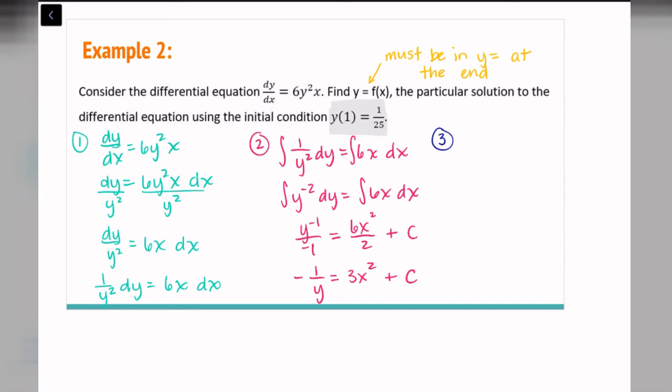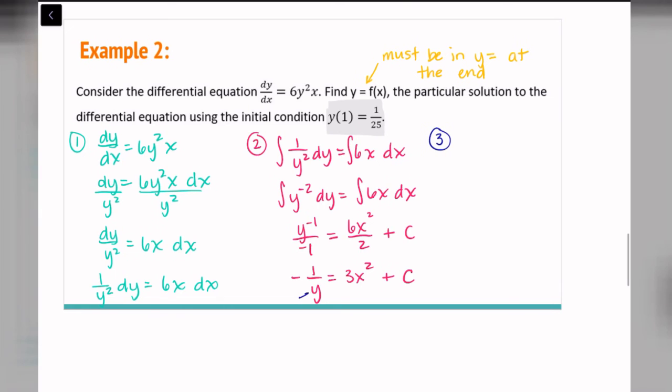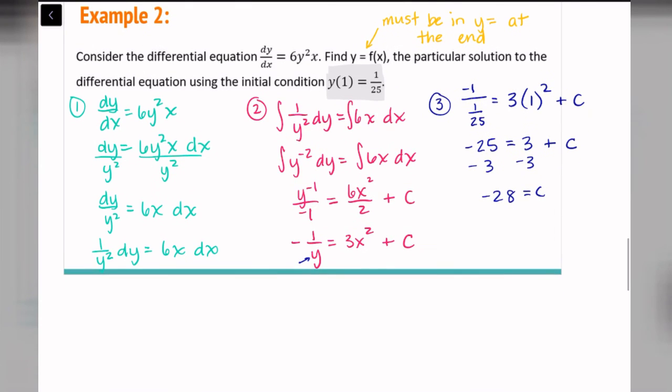So let's plug in our y value. So be careful here. This y is 1 over 25, so it's really negative 1 over 1 over 25 equals 3 times 1 squared plus c. Okay, negative 1 over 1 over 25 is really just negative 25. Okay, and then I'm going to subtract 3, so I get c equals negative 28. Okay.